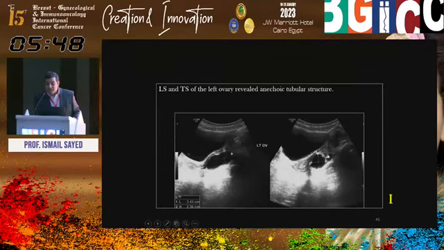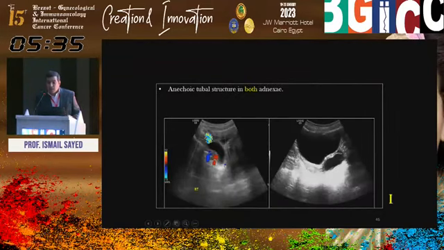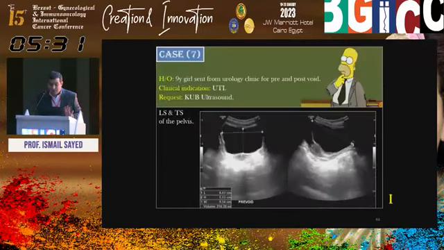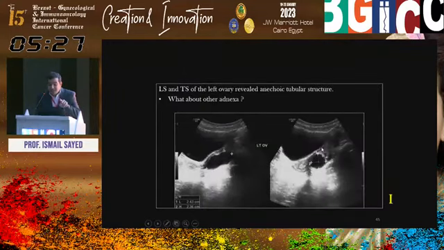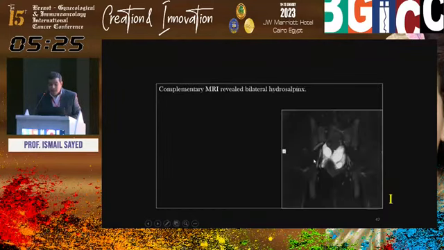Yes. First, this is the ovary. This is the ovary. And this is an elongated tubular structure. Hydrosalpinx at this age, maybe. Look for the other adnexa, please. No, the uterus is fine. Here is the uterus. It's okay. And this is the left side.